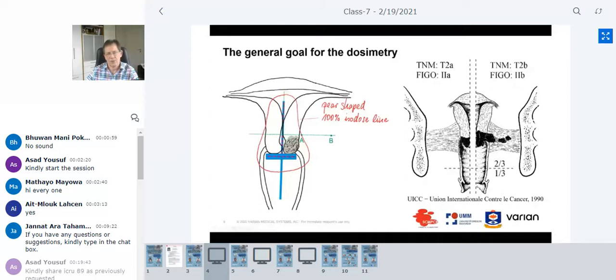So if you think of FIGO 2B, you can imagine that point A is really a target point in this case. But as I said, it's also a control point for the risk organs. And therefore, it's really a very, let's say, robust point regarding the dose distribution.